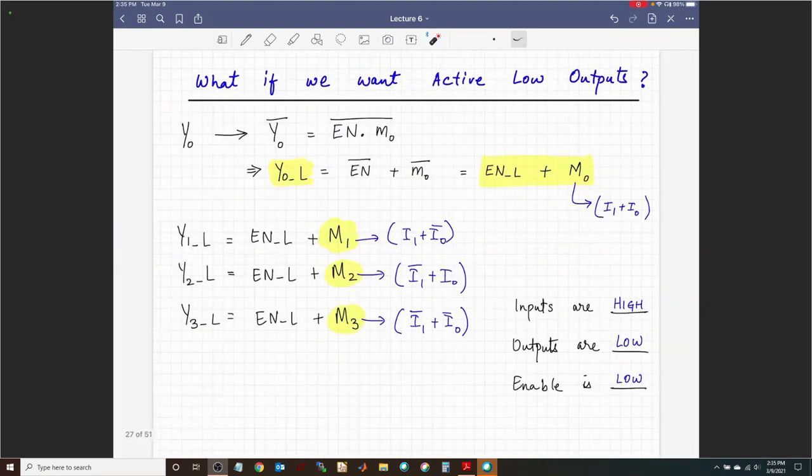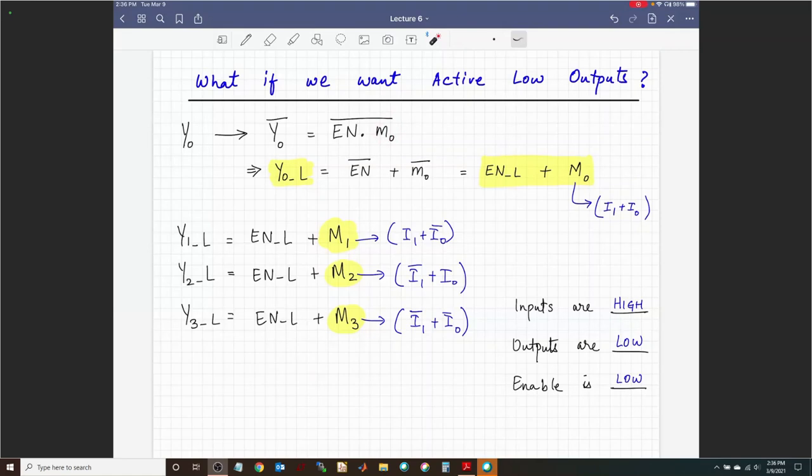And then we said, all right, what if we wanted active low outputs? What would we have to do to get Y0_L instead of Y0? We just had to complement the outputs in order to do that. And when we complemented the outputs, enable became ENABLE_L, an active low enable, and the minterm became the maxterm.